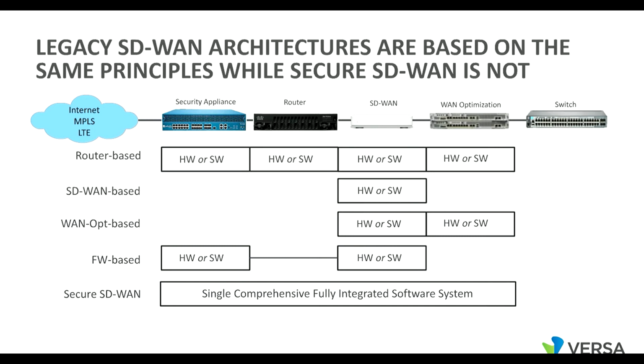Okay, so that's a great overview of the four types of architectures for SD-WAN. A question I have for all four of those is, certainly it's pretty obvious that these look like individual modules, either hardware or software modules that are brought together.